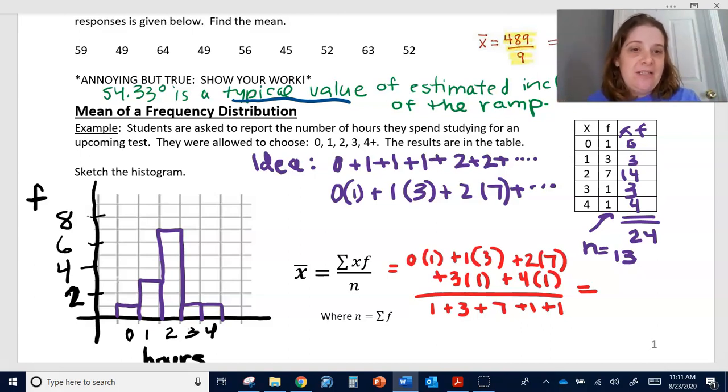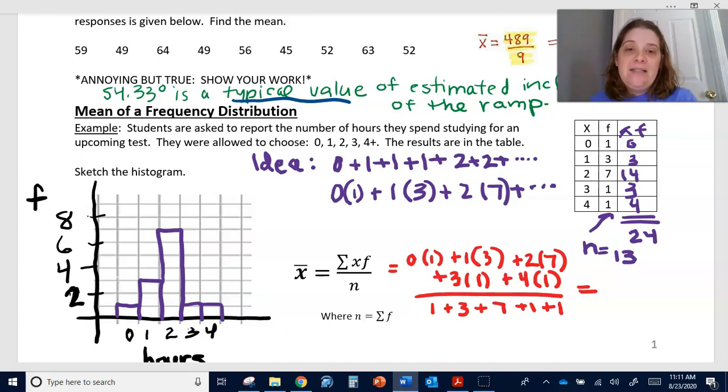So over here in my table, I've already done quite a bit of work on this one, so I wouldn't have to write it while I was talking. There was 1 student who said 0, 3 students who said 1, 7 students who said 2, 1 student who said 3, and 1 student who said 4. Now there's no reason why you couldn't just say 0 plus 1 plus 1 plus 1 plus 2 plus 2 plus 2 plus 2 plus 2 plus 2 plus 2 plus 3 plus 4. Add them all up and divide by how many there are. You could do this just like the previous page, but it's really slow.